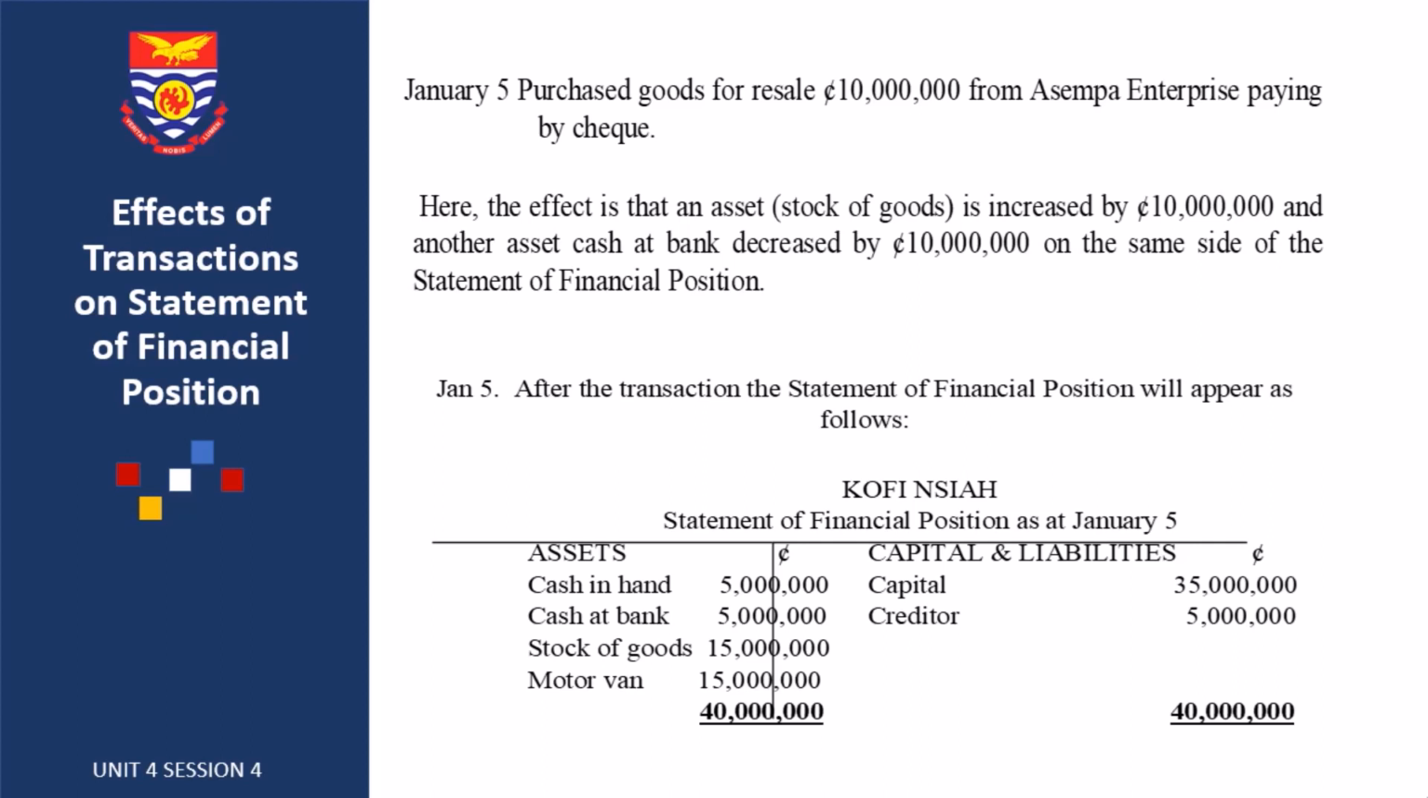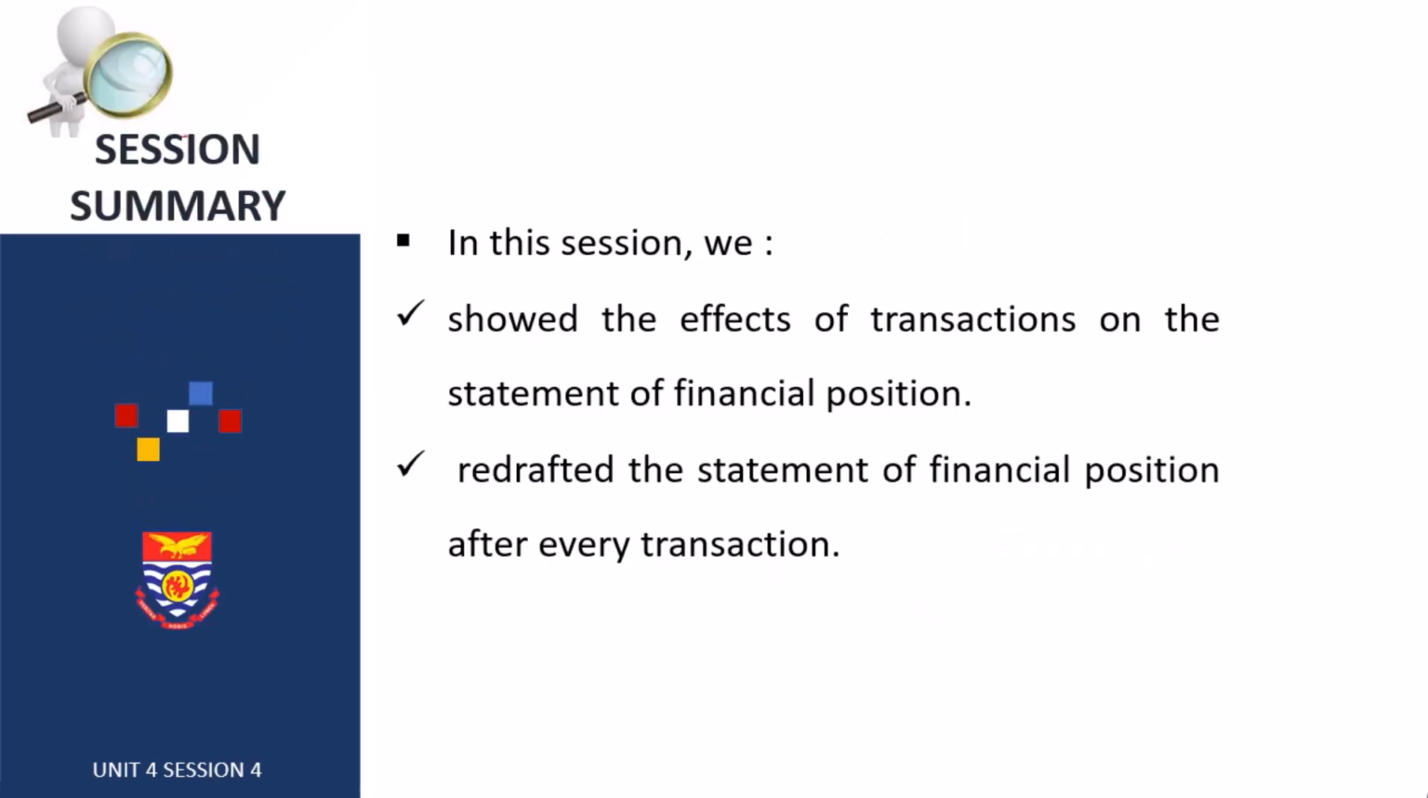Again, this is happening only at the asset side of the statement of financial position. So the total on the asset side is still equating to the total of the capital and the liabilities. In this session, we showed the effect of transactions on the statement of financial position and redrafted the statement of financial position after every transaction.